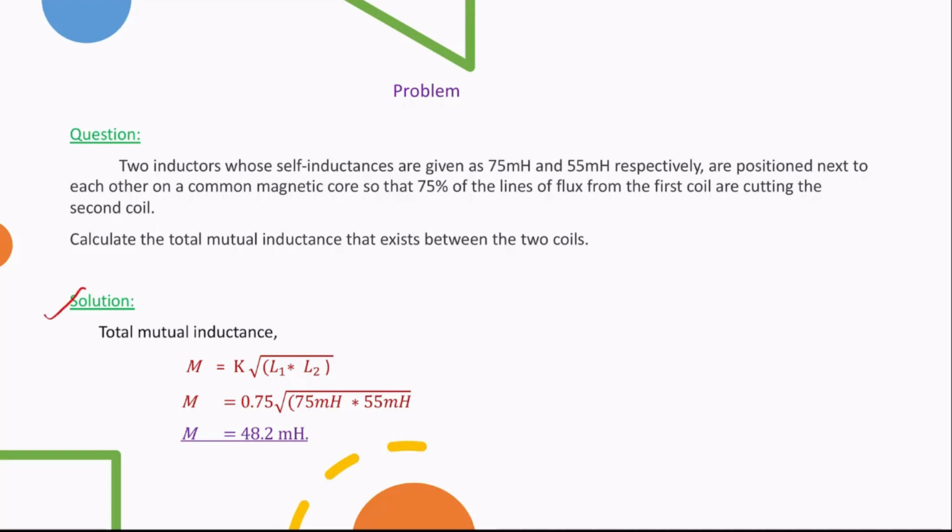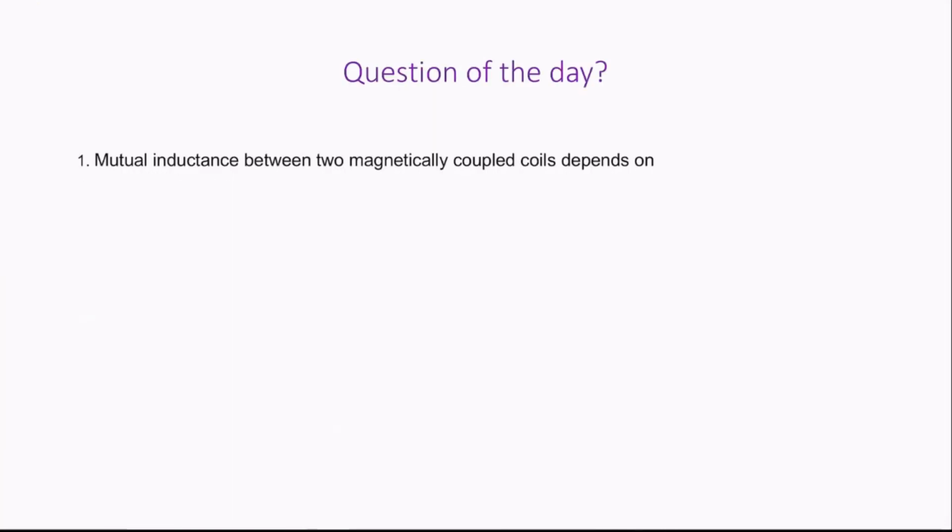So earlier we have seen the formula for the mutual inductance as M is equal to K into root of L1 into L2. Now by substituting the given values we get M is equal to 0.75 into root of 75 millihenry into 55 millihenry. So finally we get the value of the total mutual inductance as M is equal to 48.2 millihenry. So this is how we can calculate the problems related to the mutual inductance by using its formula. Now let us see the question of the day.